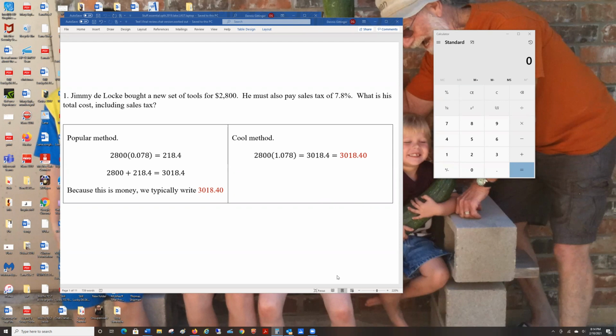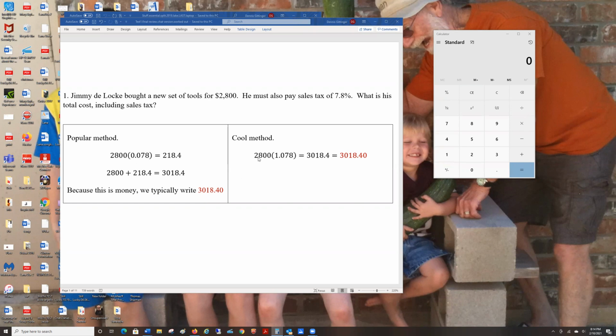Okay, here's a review quiz for the final exam. Hopefully, all worked out correctly. Number one, new set of tools, $2,800. Sales tax, 7.8%. What's the total cost? Pretty straightforward. The most popular method is to multiply the 2,800 by 0.078 and then add that tax to the 2,800, giving you $3,018 and 4 dimes. We usually write 40 cents.